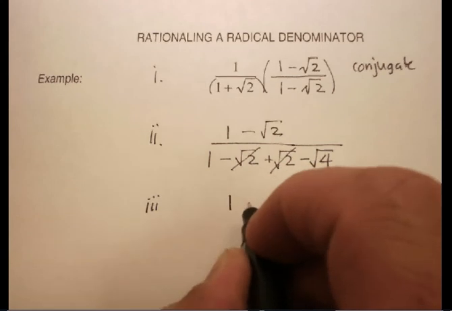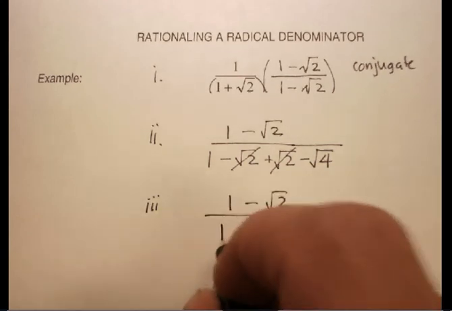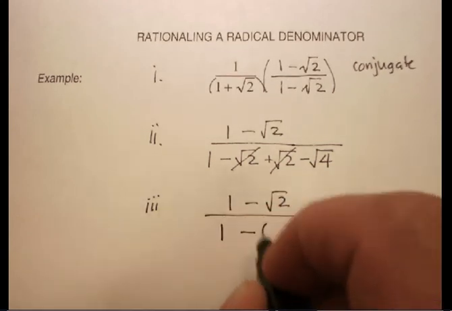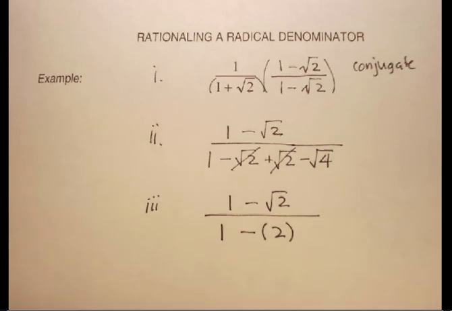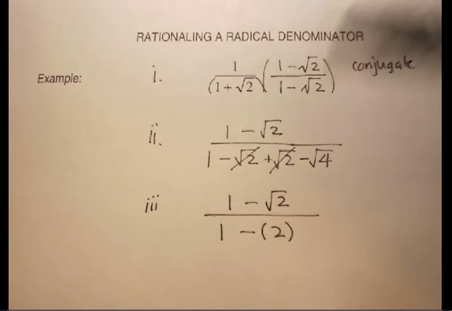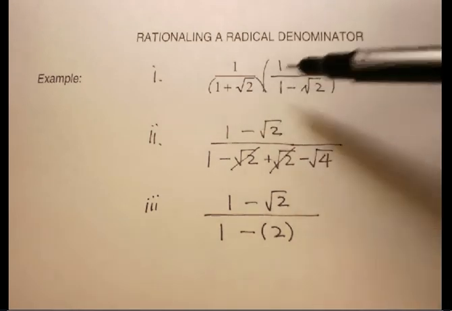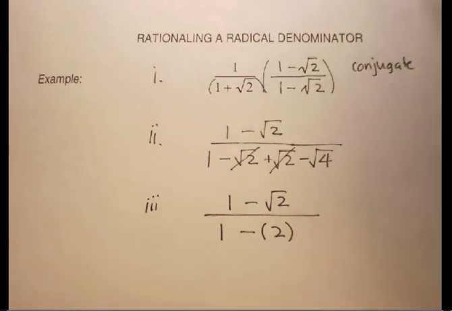Okay, so again I get 1 minus radical 2, let me just clean this up, and I'll get 1 minus 2. The square root of 4 is equal to 2. Now look what I've done. I've gotten rid of the radical in the denominator, I've rationalized it, and you might have noticed that multiplying by the conjugate is really similar to multiplying by a difference of squares. It's like a difference of squares.